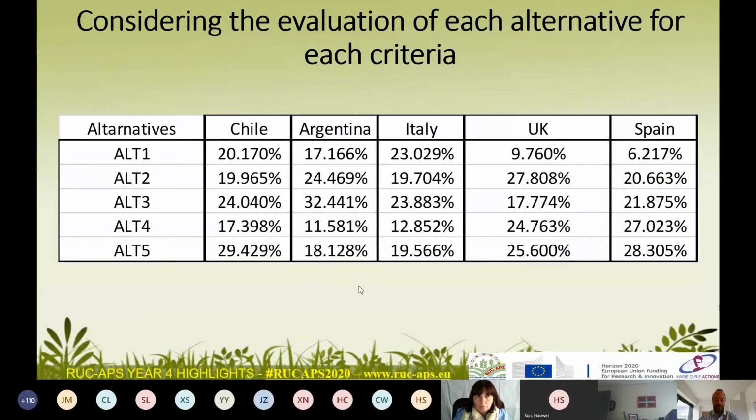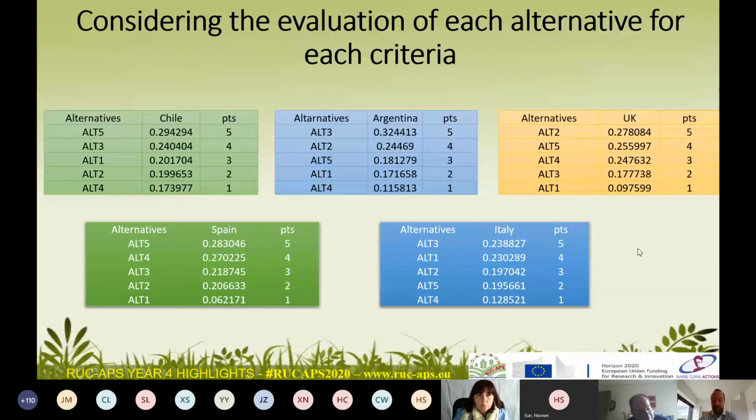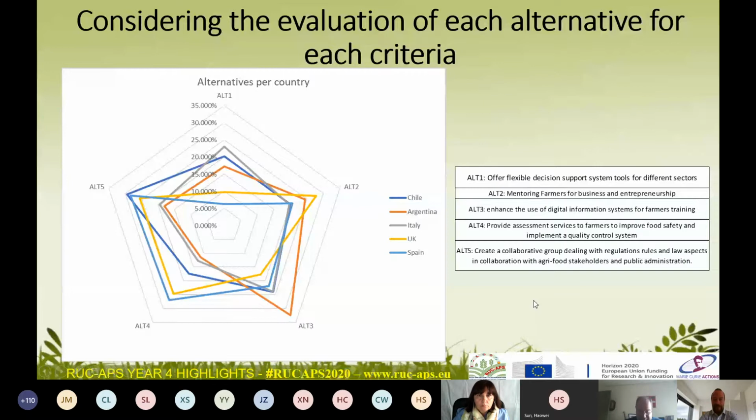In terms of the alternatives, for instance, Chile is more interested in alternative 5, which we remember is about the regulation aspect, whereas Argentina is alternative 3, and Italy is pretty similar, also alternative 3. The UK is looking at alternative 5, and Spain is also looking at alternative 5. So we can see that there are some patterns regarding each alternative. Basically, as we said, the most common alternative, I would say, is to create a collaborative group dealing with regulation, rules, and law aspects in collaboration with agri-food stakeholders and public administration. It is one of the key aspects that is a match in each of these regions.